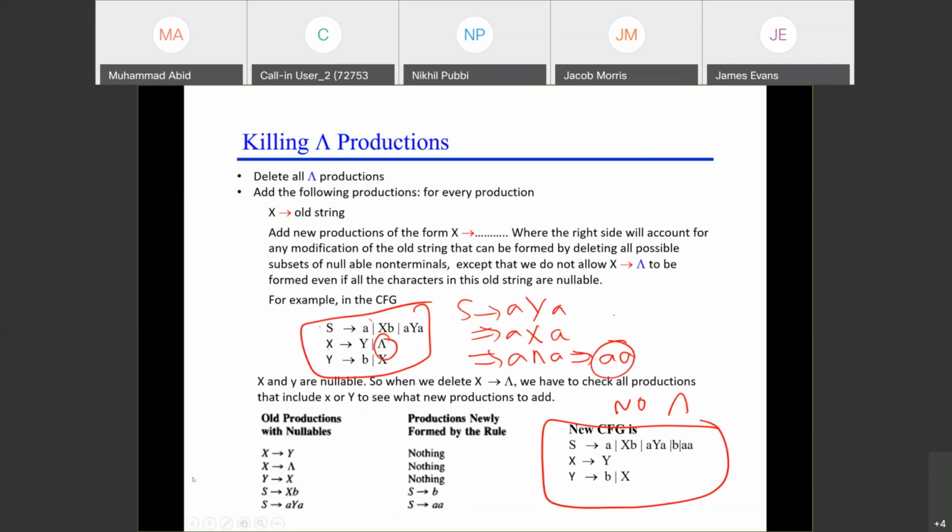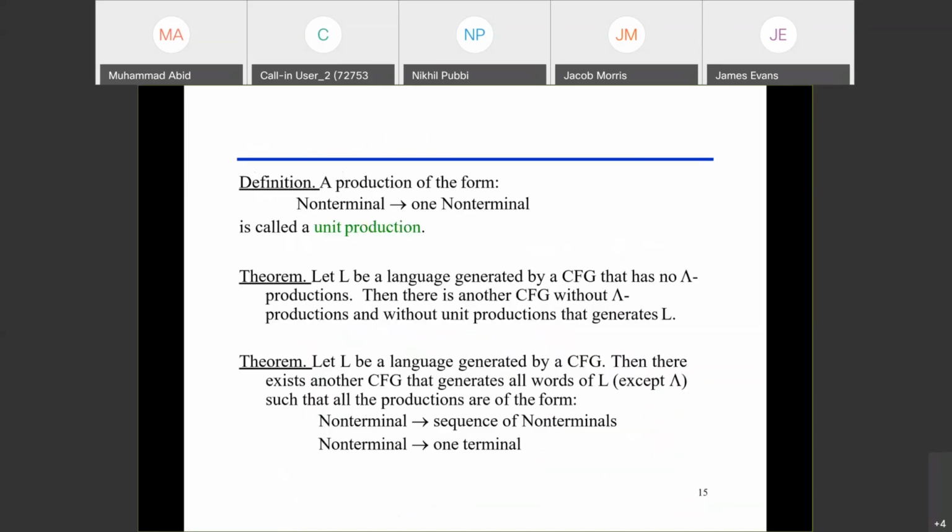So this is called killing lambda productions. Whenever you have a grammar, this will be the first step. You always kill the lambda production. Okay. Now let's go to the next step. So the next thing is unit production. So how do you kill the unit production?